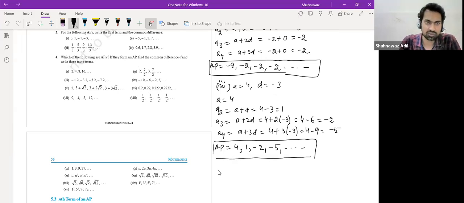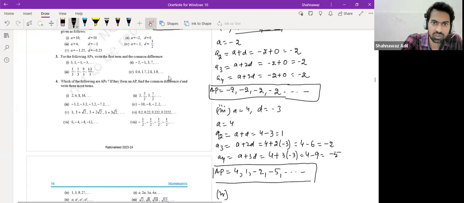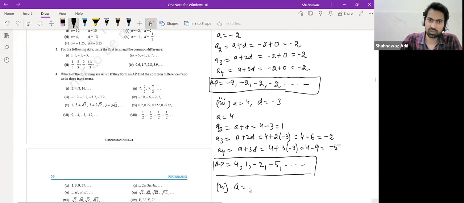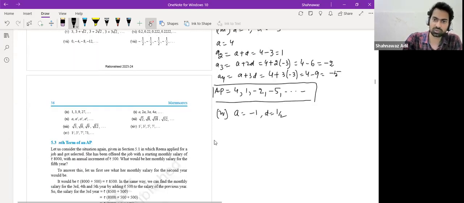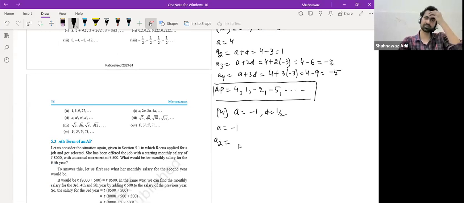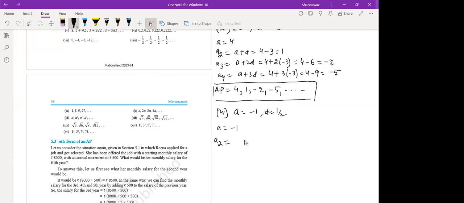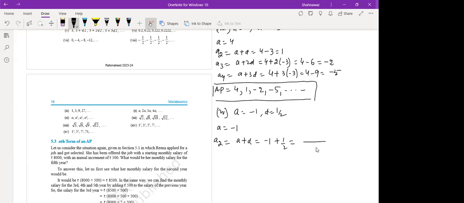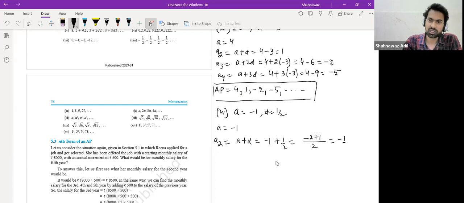Okay. Now, Shaima, tell me the fourth one. Okay, where is the fourth one? So A is -1. D is half. Right. So the first term you all know, this would be -1. The second term would be how much, Shaima? A plus D. So that would be -1 plus half. We have to take the LCM, right? So negative point 5, so negative half. Right.